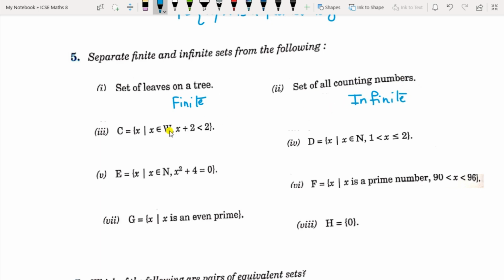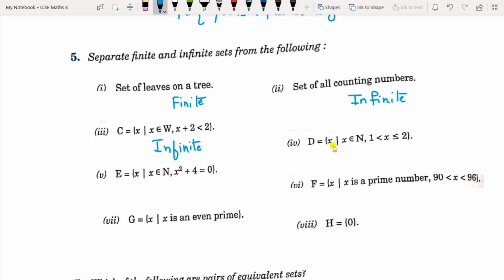Then C equal to x such that x belongs to W and x plus 2 is greater than 2. Any number if you add here, it will come greater than 2. So that is W. W is also an infinite set. If you substitute x here from 0, from not 0 but 1 onwards, it will be infinite. Okay. So infinite.